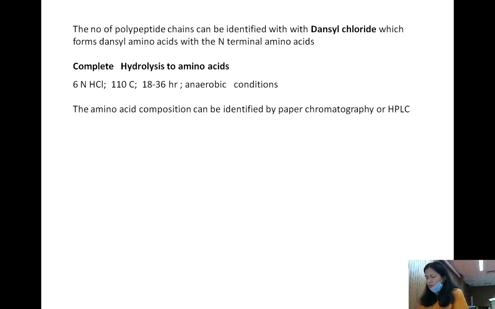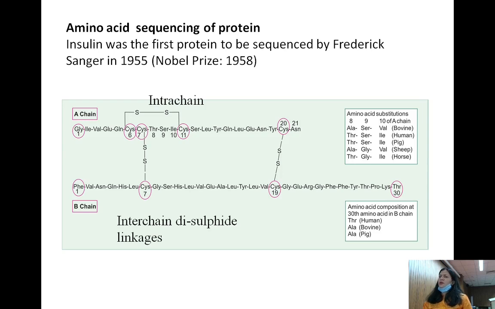Clear? Any confusion? No, ma'am. Okay. So this is regarding how to know the composition of the amino acids present in a protein. Next is how to identify the sequence of these amino acids in a protein. For example, you want to know the sequence of amino acids in the A chain of insulin.